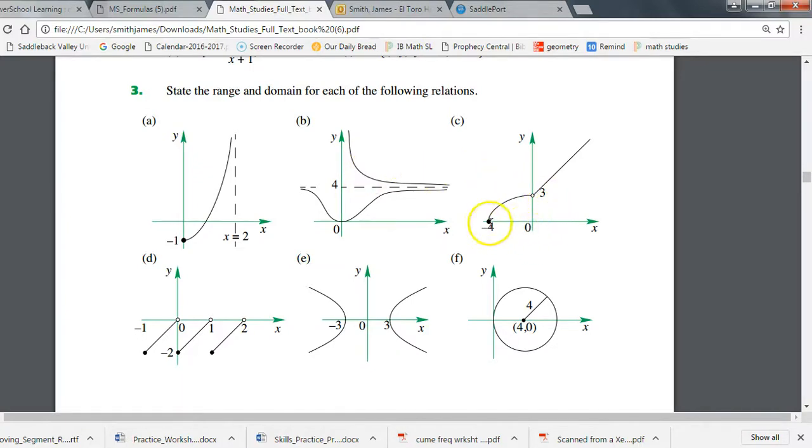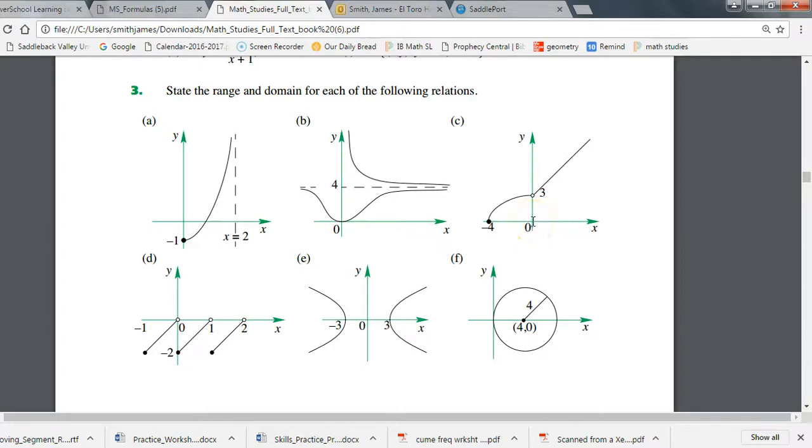Looking over here at part C, from left to right, again, my domain, I'm going everything from -4, and it looks like we go to the right forever, but we do not include 0. I'm only looking at the x-axis here, so we don't include 0 as part of that domain. So we could say x's that are greater than or equal to -4, and then as a separate statement say x does not equal 0.